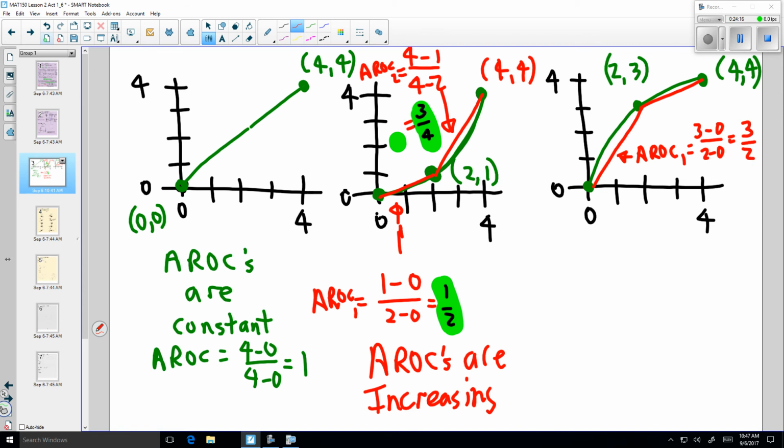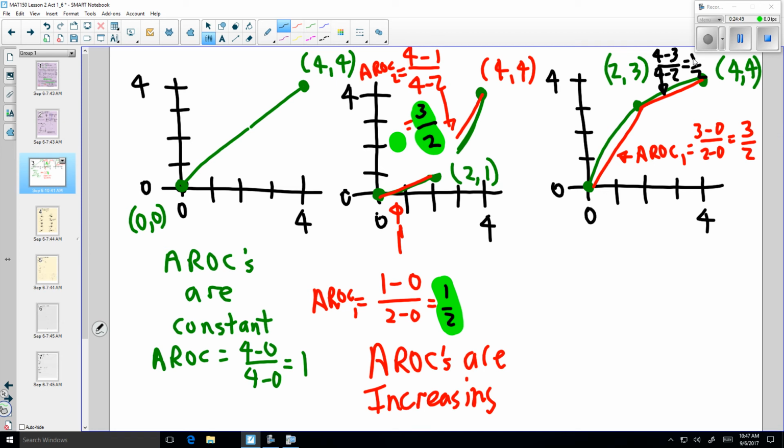Whoops. You know what? I realized something. This is not 3/4, it's 3/2. So it's much larger. Let me fix that. 3/2. But again, same idea. This is definitely bigger. That AROC is bigger than the first one. And then the second AROC up here is actually only 4 minus 3 over 4 minus 2. So that's 1/2.